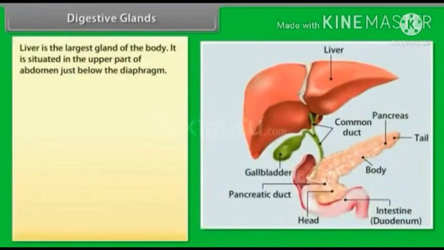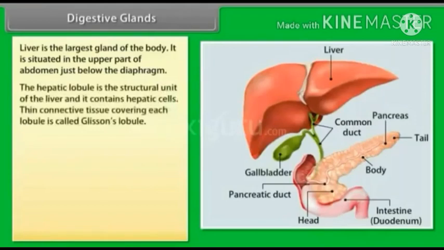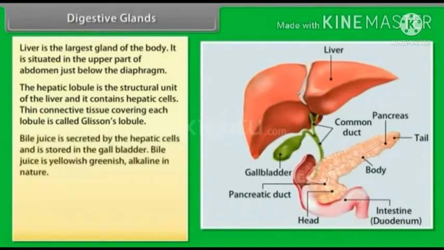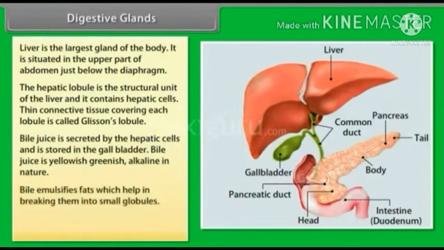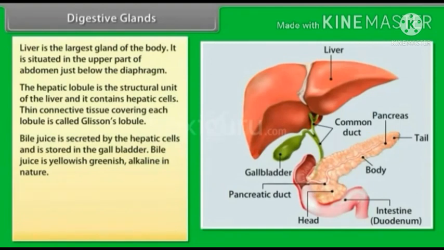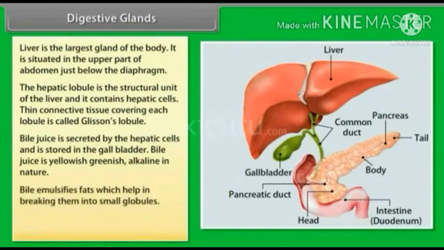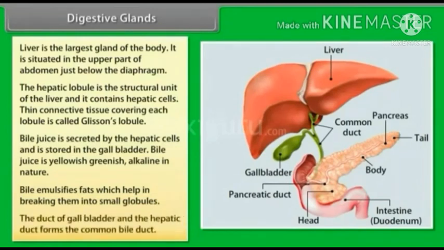The liver is the largest gland of the body. It is situated in the upper part of the abdomen, just below the diaphragm. The hepatic lobule is the structural unit of the liver, and it contains hepatic cells. The thin connective tissue covering each lobule is called Glisson's capsule. Bile juice is secreted by the hepatic cells and is stored in the gallbladder. Bile juice is yellowish-green and alkaline in nature. Bile emulsifies fats, which helps in breaking them into small globules. The duct of the gallbladder and the hepatic duct form the common bile duct.